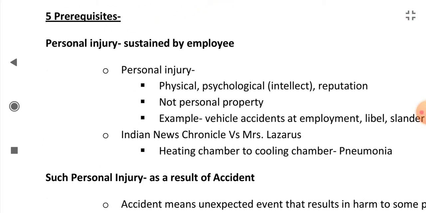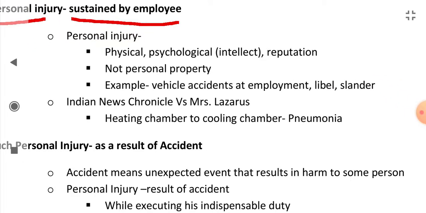There are five prerequisites, five preconditions which should be satisfied. These are: Personal injury should be sustained by the employee. What is included in personal injury? The physical injury or psychological or intellectual injury, the injury to his intellect, or the injury to his reputation.